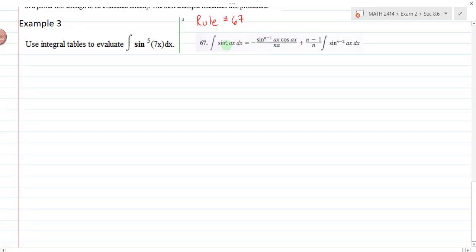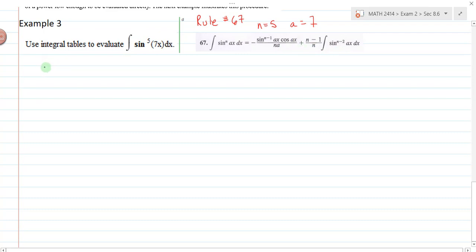So for this rule, we need to know what n is equal to, and it looks like for this rule, n is going to be equal to 5. And we need to know what a is equal to, and a here is going to be equal to 7. So now we can rewrite this integral using this formula, number 67.